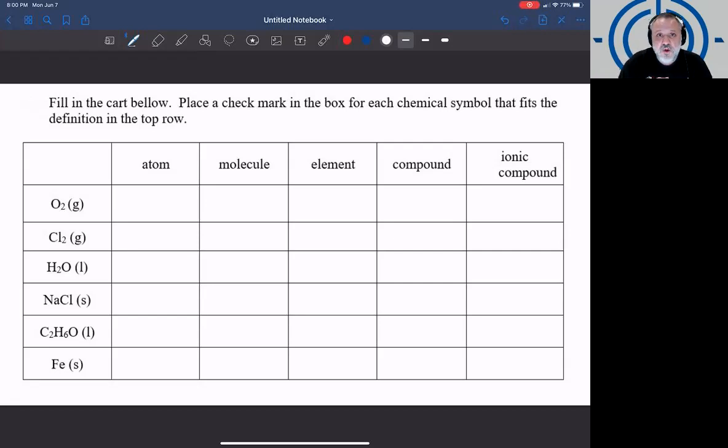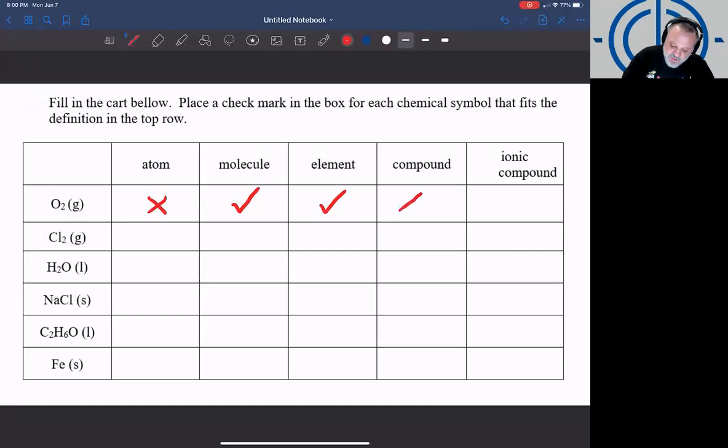What do we have here? The first row is O2. So it's got one chemical symbol, oxygen, and there's two of them. It's got a subscript 2. So that means it's not an atom. It's not an atom because it's got more than one. It's got a subscript of 2. But it is a molecule. It is a molecule because of that same reason. A molecule has more than one unit, whether it's two different chemical symbols or more than one of the same chemical symbol. And so it does fit that definition. It also fits the definition of element since there's only one type of chemical symbol. It's only got oxygen in it.